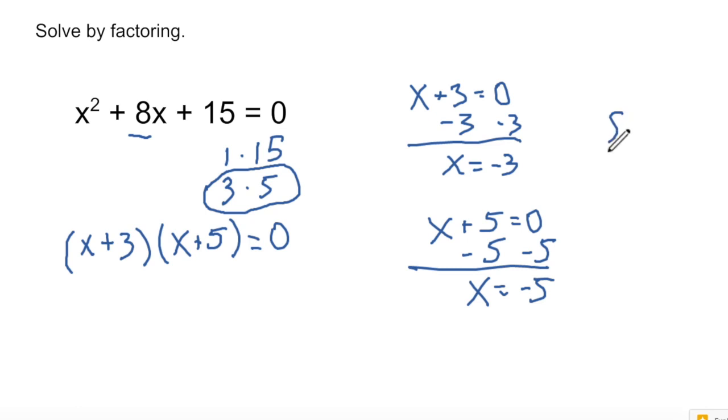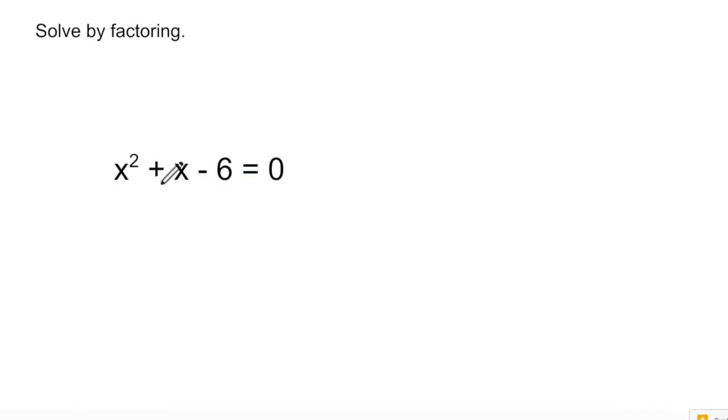So our solution set is negative 3, negative 5. Okay, let's try another one. Now this one's different because we have a negative number here. We have a positive 1. There's an implied 1 here. B is a positive 1. And C is a negative 6.